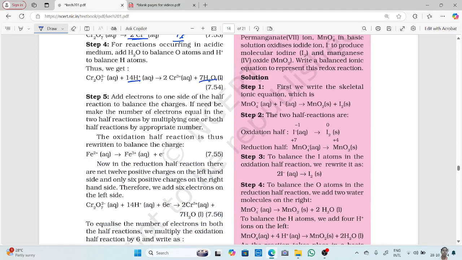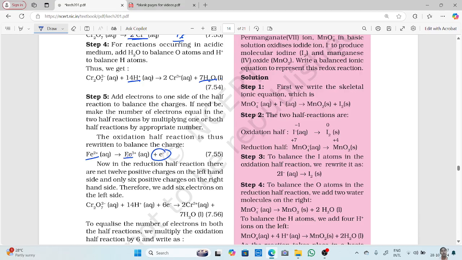Now add electrons to one side of the half reaction to balance charges. Then make the number of electrons equal in the two half reactions by multiplying one or both half reactions by an appropriate number. Now the oxidation half reaction is thus rewritten to balance the charge. Now you have to balance the charge. Here you have plus 2, here you have plus 3. Now if you want to make it plus 2, you have to subtract one electron from this end. So Fe3+ plus an electron is removed.